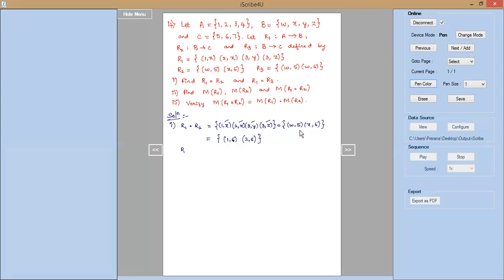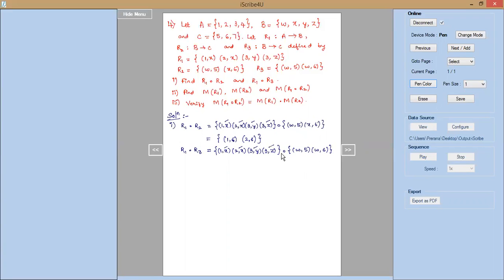And in the same sub question we also have to find R1 composition R3. We will write down R1 first: (1, x), (2, x), (3, y), (3, z). Composition R3. R3 is given by (w, 5), (w, 6). So we have (1, x). There is no element starting with x. So nothing to do with (1, x). Then we have (2, x). Again this is ending with x. There is no element in the second set starting with x. So this work is also over. (3, y): this is ending with y. There is no element starting with y here. So (3, y) work is all over. (3, z): there is no element starting with z here. So (3, z) work is also over.